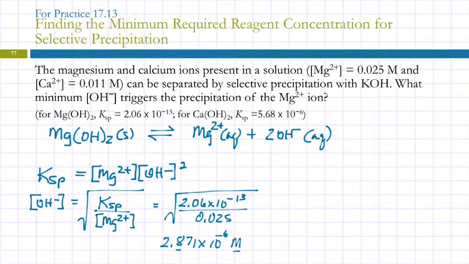So the question always clarifies which one to use? It won't necessarily. I mean, we should be able to look at the KSPs and tell which one's going to precipitate first. The one that's the least soluble, smallest KSP, will precipitate first.